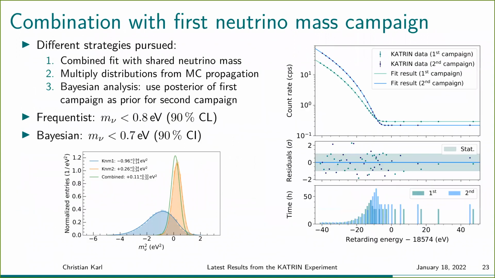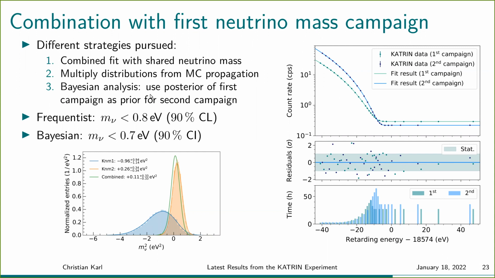We can also perform a combination with our first neutrino mass campaign. Also here, different strategies were pursued. The, let's say, holy grail or most involved version is a combined fit with a shared neutrino mass. But since these two campaigns were both extremely statistics dominated, we could also do simplifications. One was to just multiply the distributions from the Monte Carlo method. And in the Bayesian analysis, the posterior of the first campaign was just used as a prior for the second campaign.